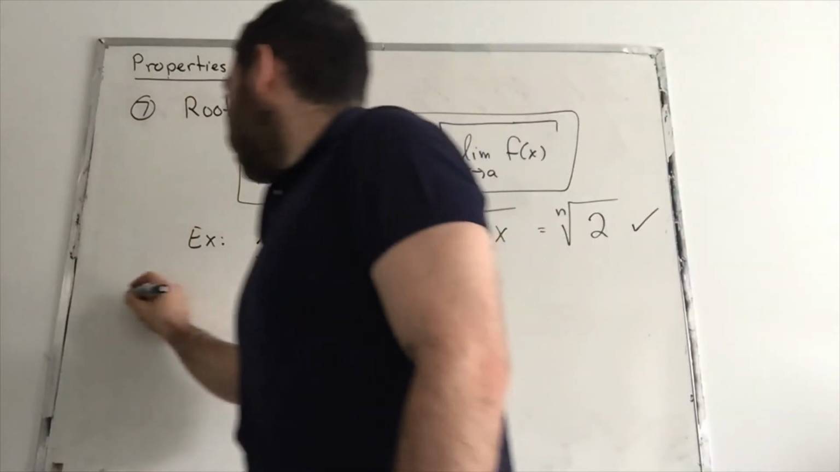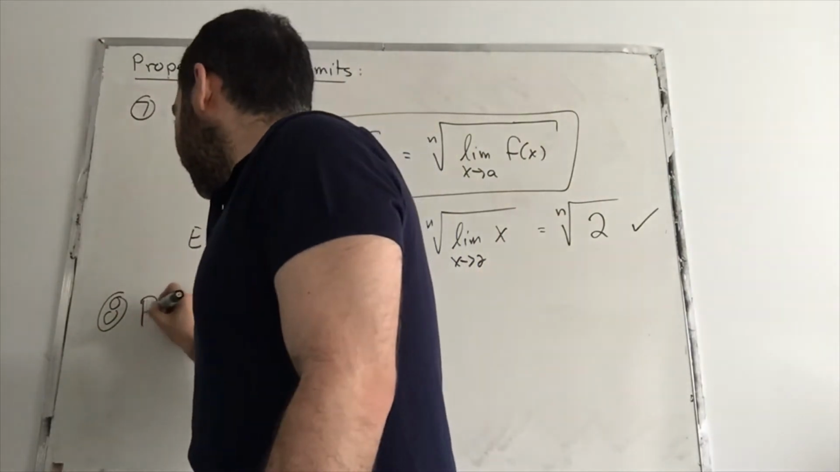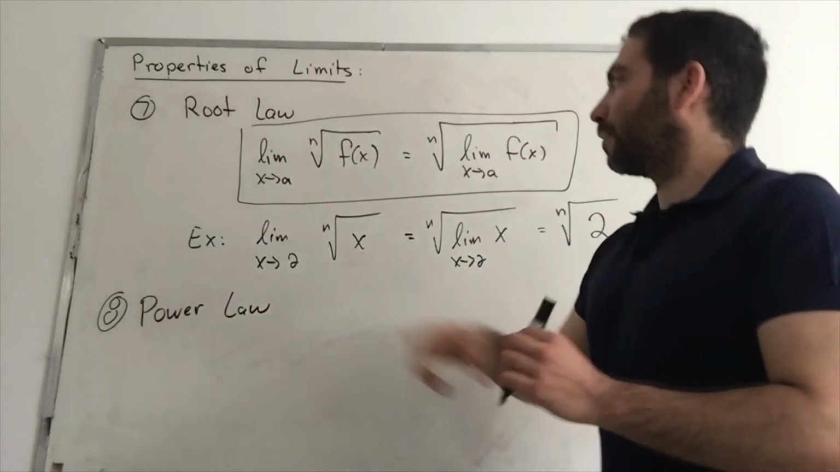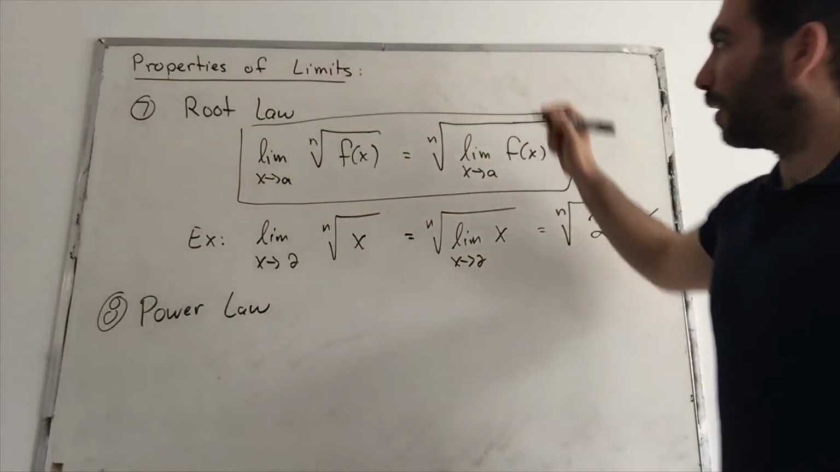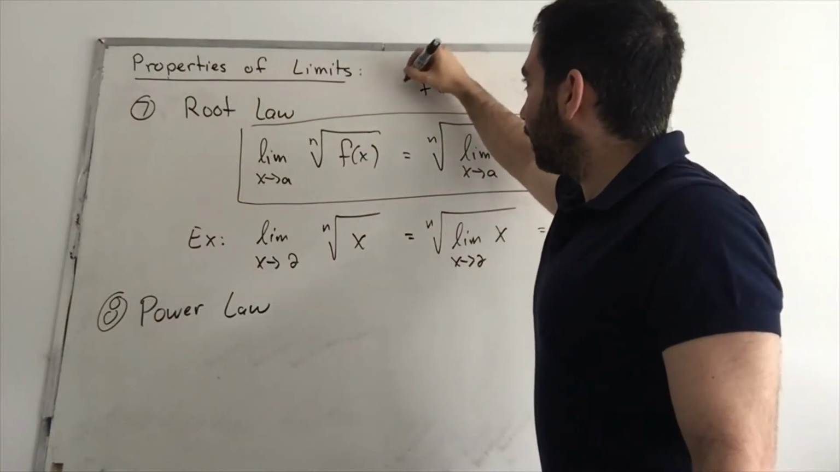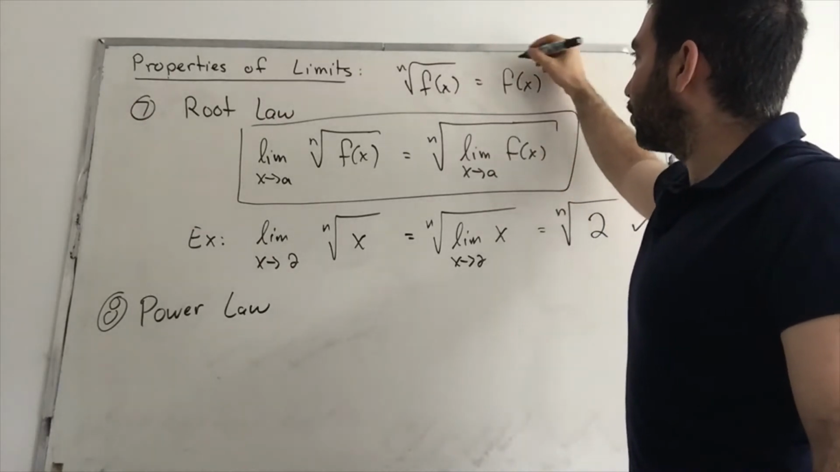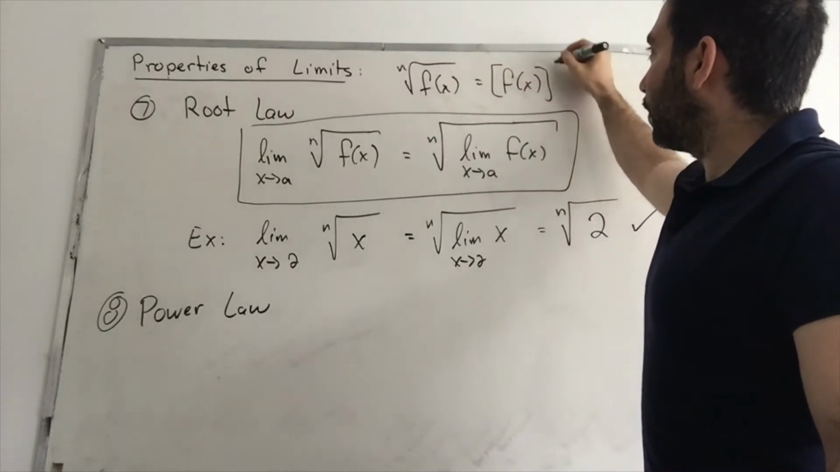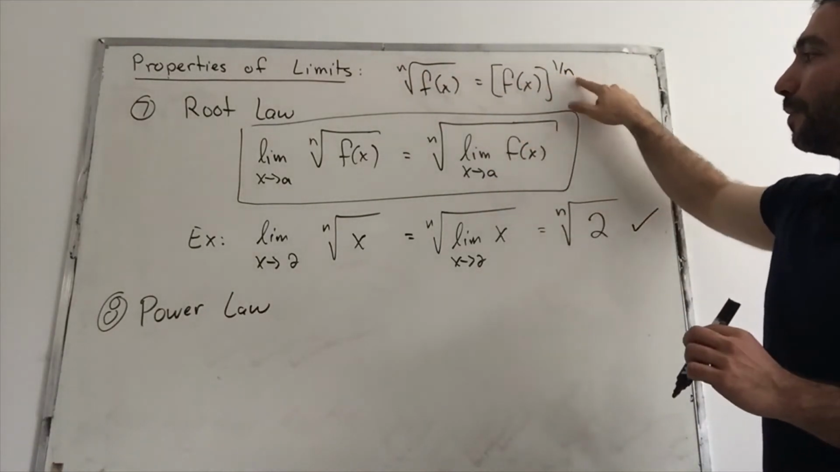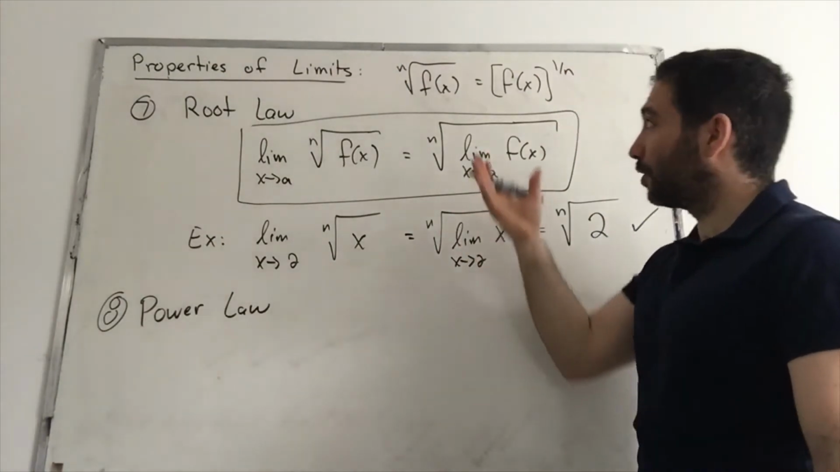Next we have the last law, 8. This is the power law. Same idea. So instead of having a root, which by the way we could think of as f of x, the nth root, is the same thing as f of x, some function, all that to the exponent 1 over n. That's one of the properties of roots. You can rewrite it as an exponent. And that leads us to the power law, which is essentially the same thing.